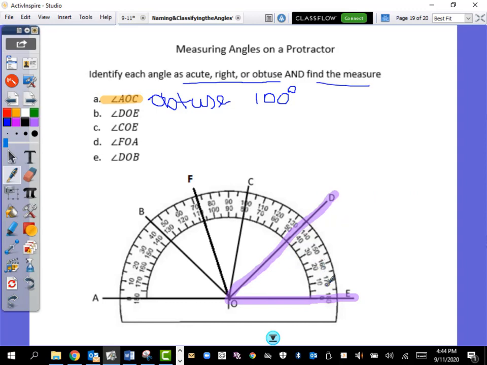Is this an acute, right, or an obtuse? It is an acute. Now I'm not going to focus on E because E is 0. I'm going to focus on D. So D is in this middle. So D is between 130 and 140. So it's going to be 135 for the top one.